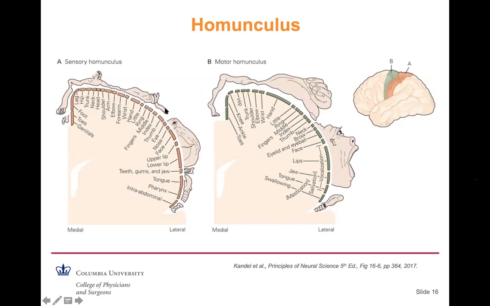And this is the same for the sensory cortex. We do a lot with our hands, so you can see the large representation of the hands, and then you can see a large representation of the face. So the homunculus really just describes the way that the parts of the body are represented either in the sensory cortex or the motor cortex.